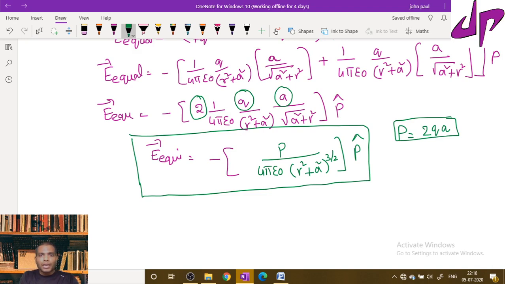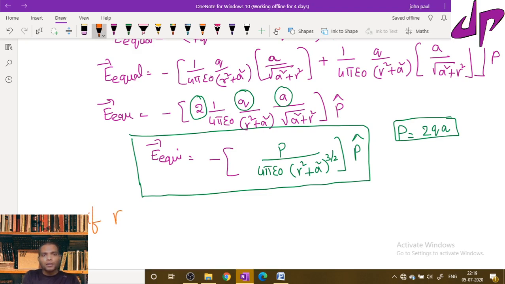So this expression has both magnitude and direction. The direction of the electric field is opposite to the direction of the dipole moment in the equatorial condition. But in the axial condition, they both are in the same direction. Now let us apply a case. The case is as usual.